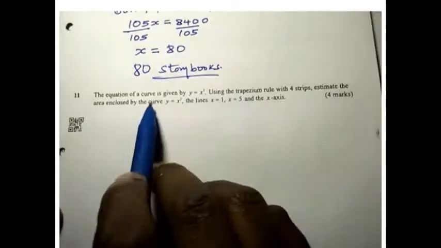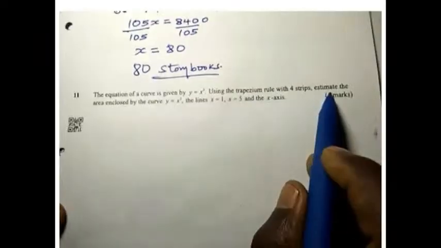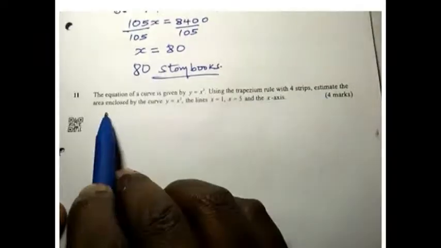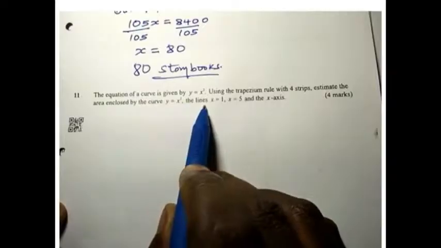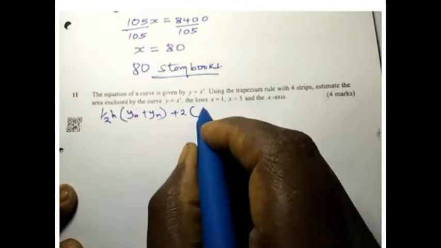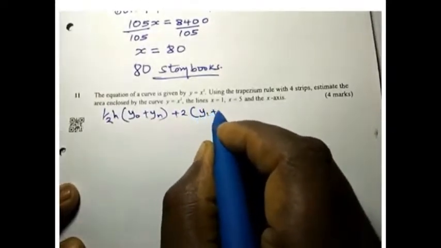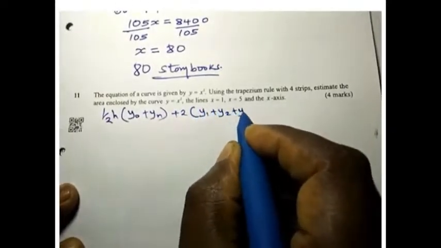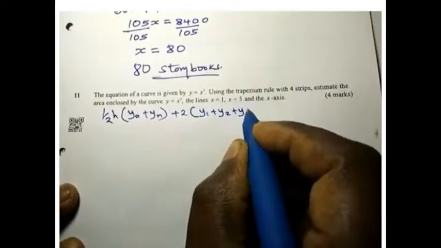The equation of a curve is given. Using the trapezium rule with 4 strips, estimate the area enclosed by the curve, the lines x equal to this and that. So first you need to remember the formula for getting the area, which is y naught plus y end, plus 2 into y1 plus y2 up to yn minus 1.